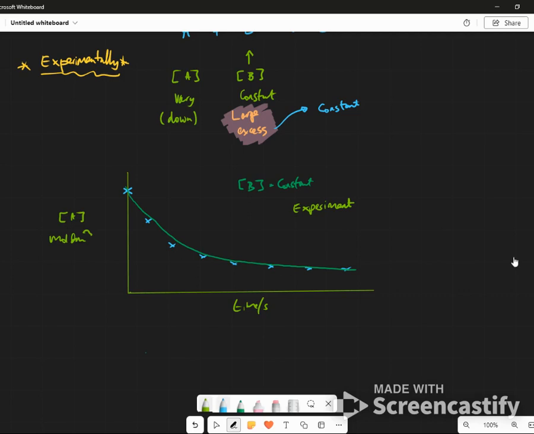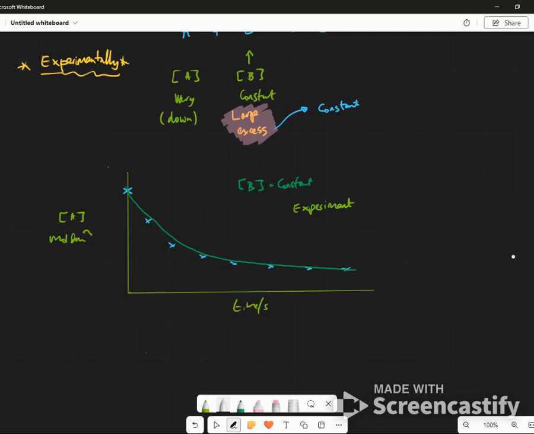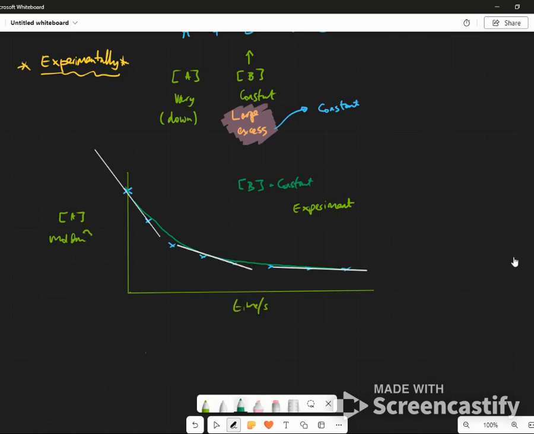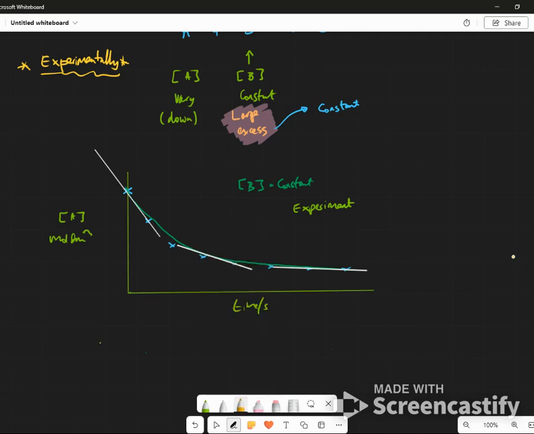Now, using this graph, I'm going to take a tangent there, and a tangent there, and then I'm going to do a tangent there. So what are these tangents then? If you look at a tangent, it's rise over run, isn't it? So let's have a look at rise over run. Let me draw one in the middle. Something like this.